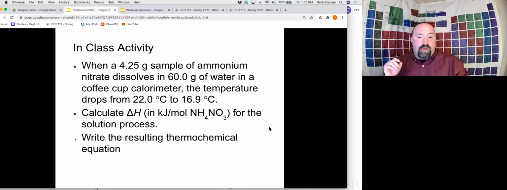Now, here's another example. Here we have some ammonium nitrate dissolving in water. The temperature drops from 22 to 16.9 degrees C. Go ahead and calculate the delta H for this process and write the resulting thermochemical equation. Pause the video now and see what you can come up with.